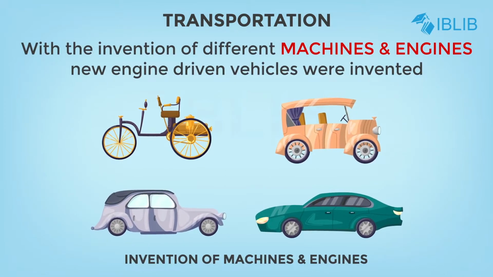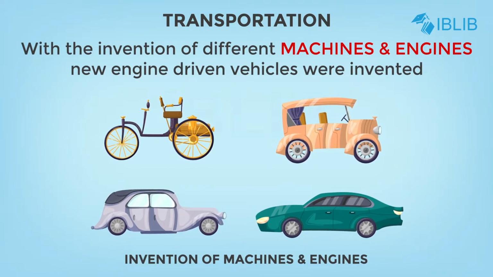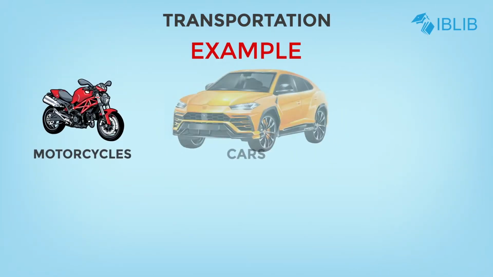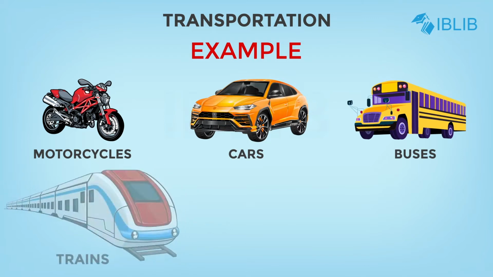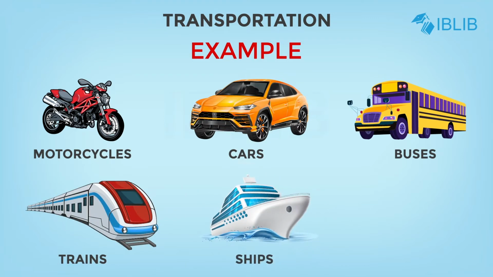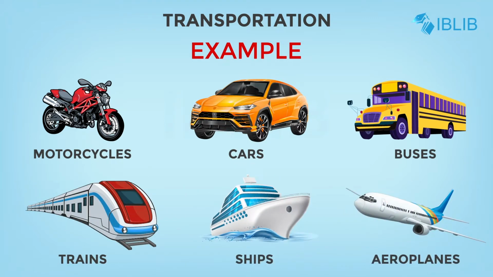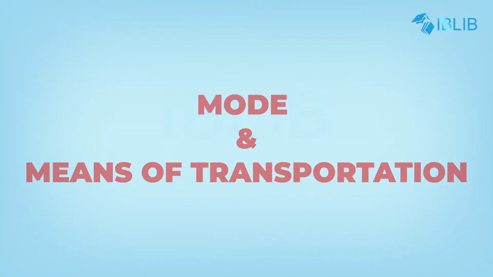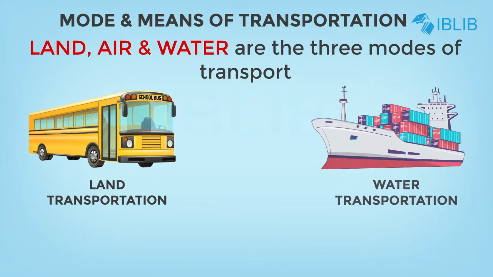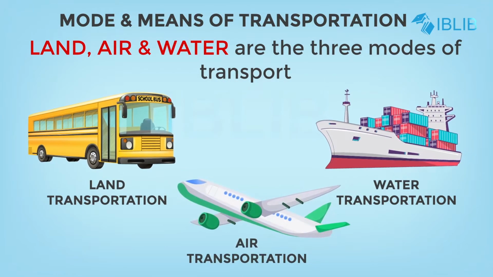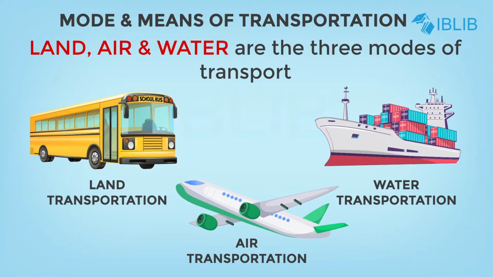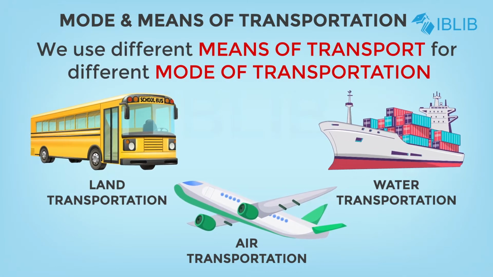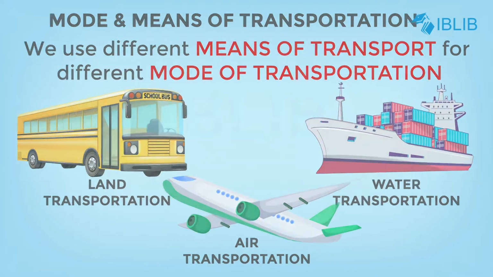With the invention of different machines and engines, new engine-driven vehicles were invented. Motorcycles, cars, buses, trains, ships, aeroplanes, etc. are some vehicles. Mode and means of transport. Land, water, and air are the three modes of transport. We use different means of transport for different modes of transportation.